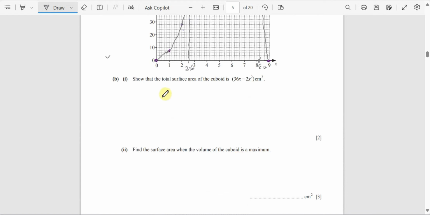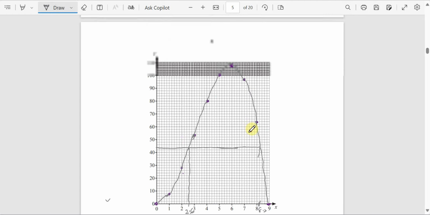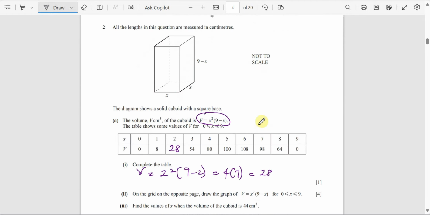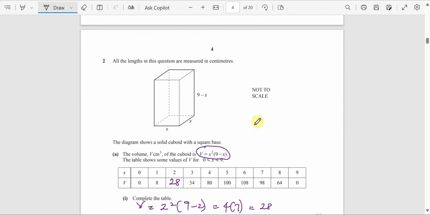It says, show that the total surface area of the cuboid is 26x minus 2x squared centimeters squared. So let's see. Now, total surface area simply means the areas of the surfaces. That's the meaning. I don't subscribe to students trying to cram formulas, so you can actually get to understand what you're looking for.